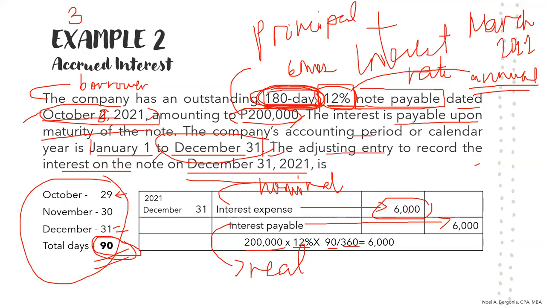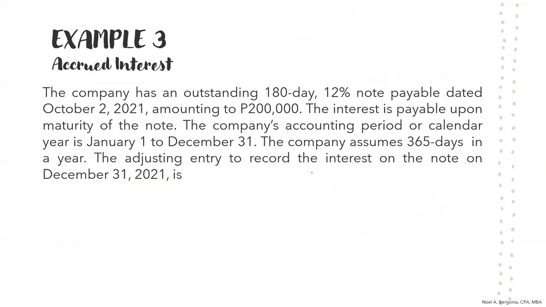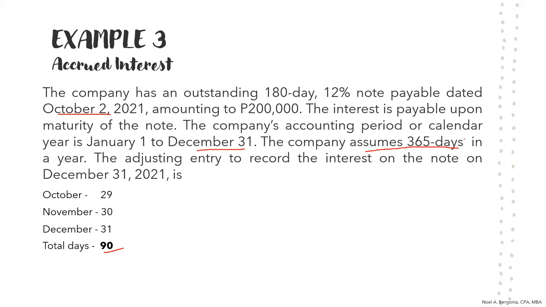Ito 180 days, no? So naka-daily tayo. Now what if it is 180 days pero sinabi sa problem na 365. So similar approach din siya with example number 2, no, we count based on the number of actual days, so that's actually 90 days, di ba, from October 2 up to December 31, 90 days. Since binigay yung 365, hindi naging silent, so kung silent ulit, banker's rule, 360 tayo, ngayon gagamitin natin 365.